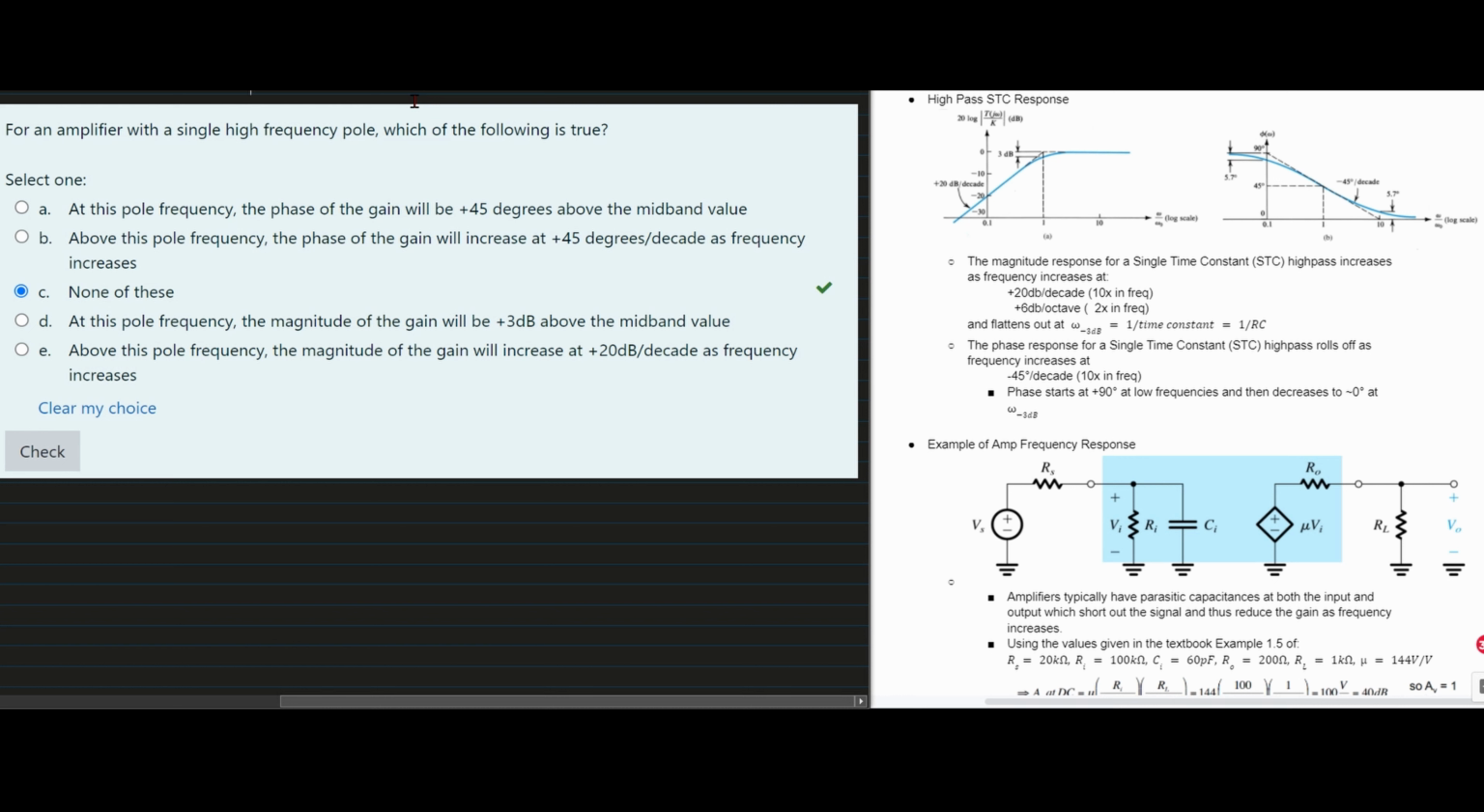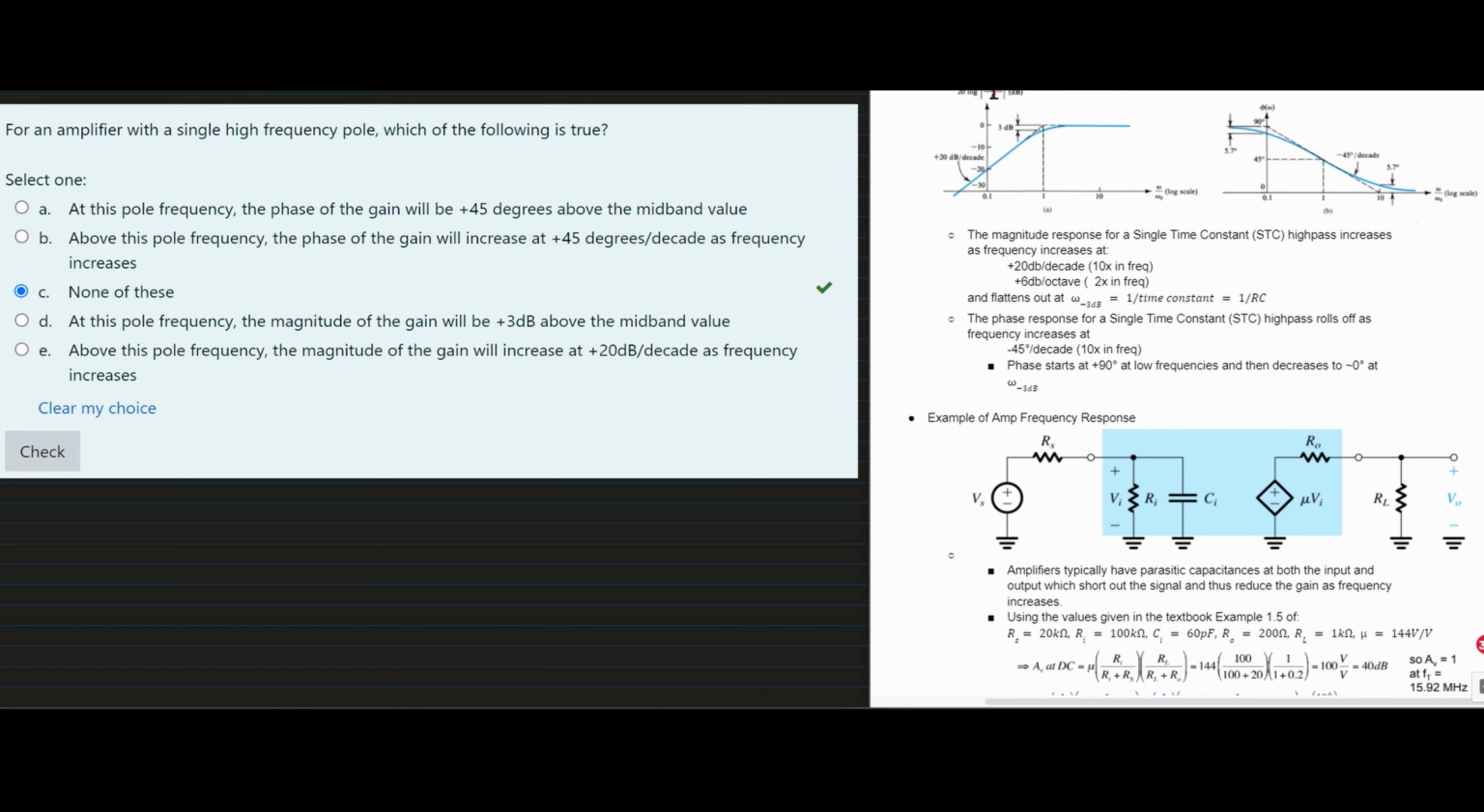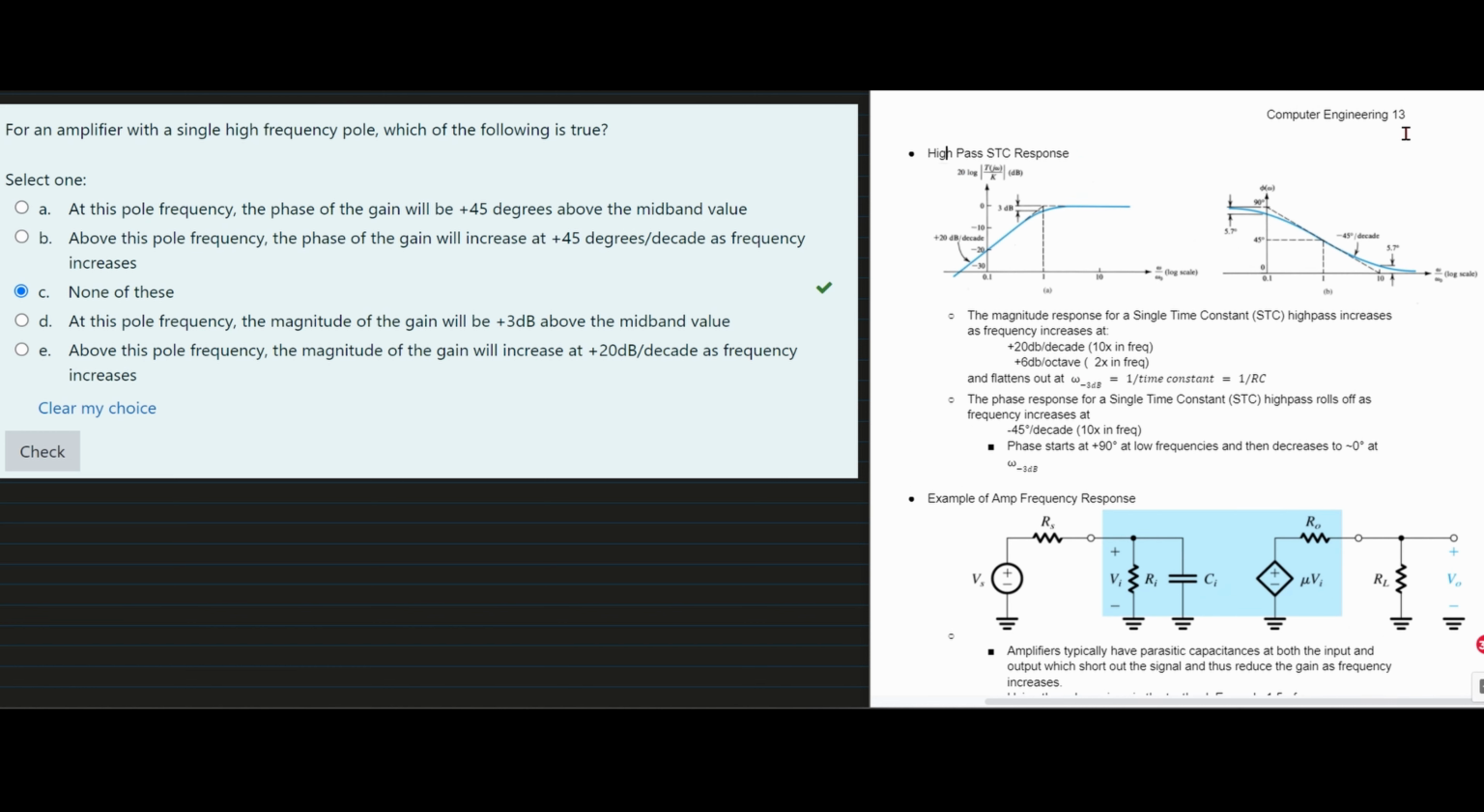For an amplifier with a single high frequency pole, we're asked which of the following is true. So we have, at this pole frequency, the phase of the gain will be plus 45 degrees above the mid-band value. When we look at this, we're going to be using the high pass STC response. This can be found on page 13 of the notes linked below the like button.